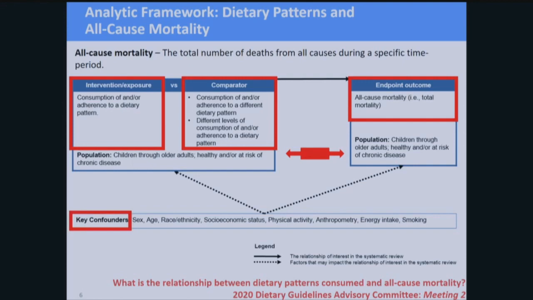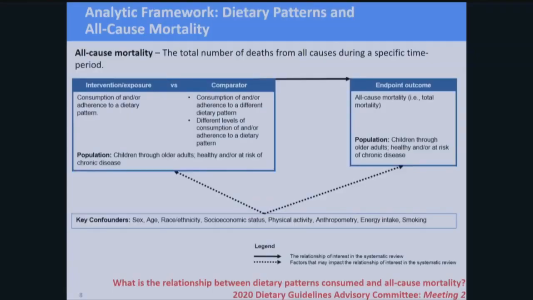Key confounders, which are factors that may impact the relationship of interest in this systematic review, are shown on this slide and include sex, age, race, ethnicity, socioeconomic status, physical activity, anthropometry, energy intake, and smoking. From this point forward, the analytical frameworks will look like this and not have animation. But they liked it so much, they did it twice.